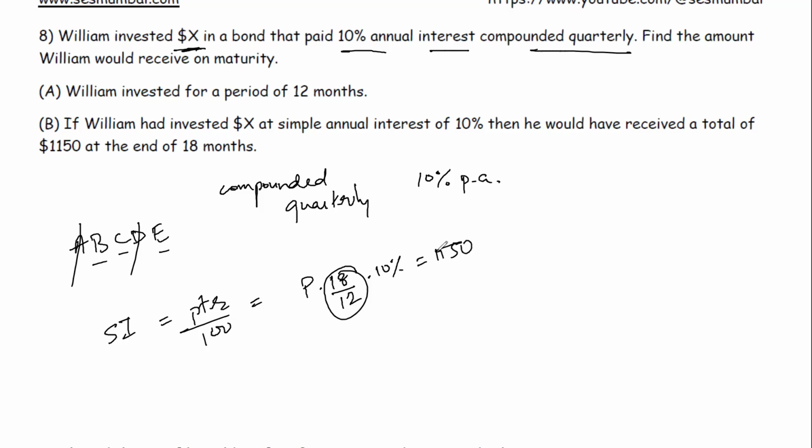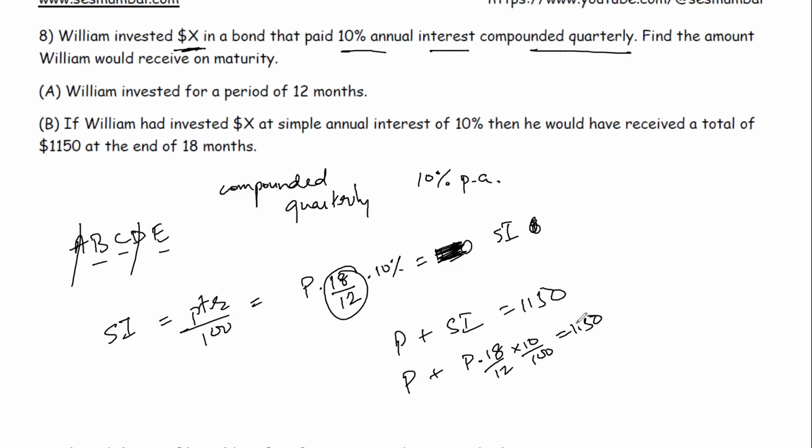So that is the interest part. So this gives us the simple interest, right? And if we take the principal plus the simple interest, we get 1150. Then he would have received a total of 1150 at the end of 18 months. So P plus P into 18 by 12 into 10 by 100 is equal to 1150. So this gives us the P. And once we know P, then we can get our answer.